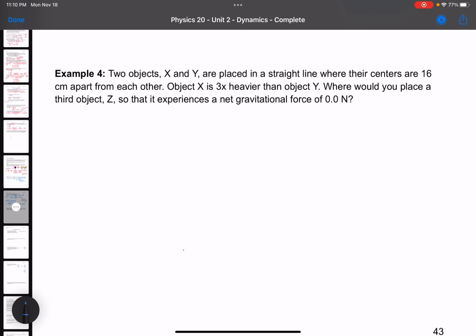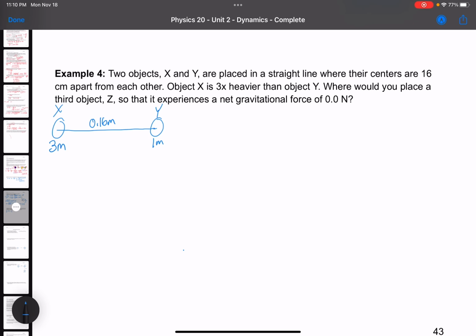So two objects, x and y, are placed in a straight line. So I'm going to call this y, this is x. The centers are 16 centimeters apart, so I'm going to call that 0.16 meters. I'm just going to convert that to begin with. Object x is 3 times heavier, so I'm just going to say that this is 3 times mass, and this is just 1 times mass. You can pick whatever numbers you want. You could say one's 30, one's 10, or one could be 300, one's going to be 100.